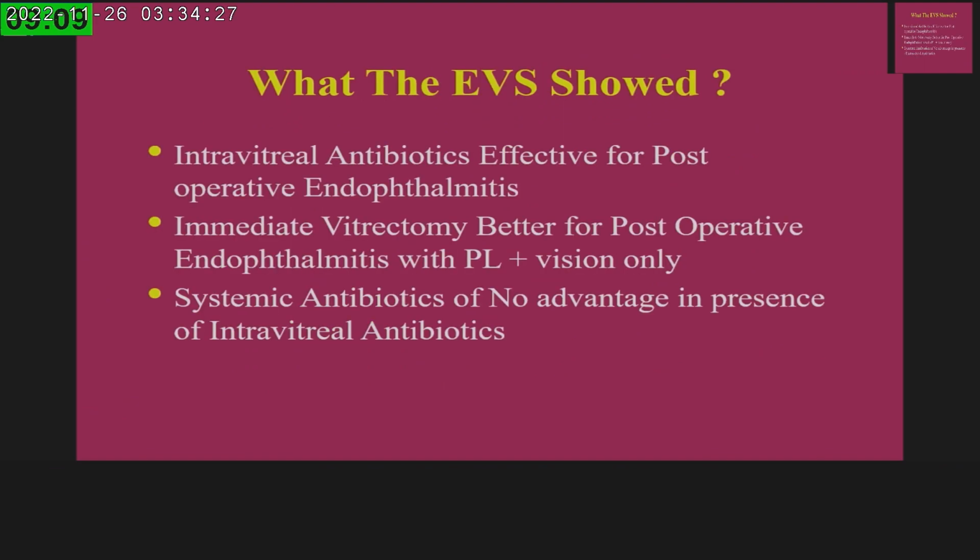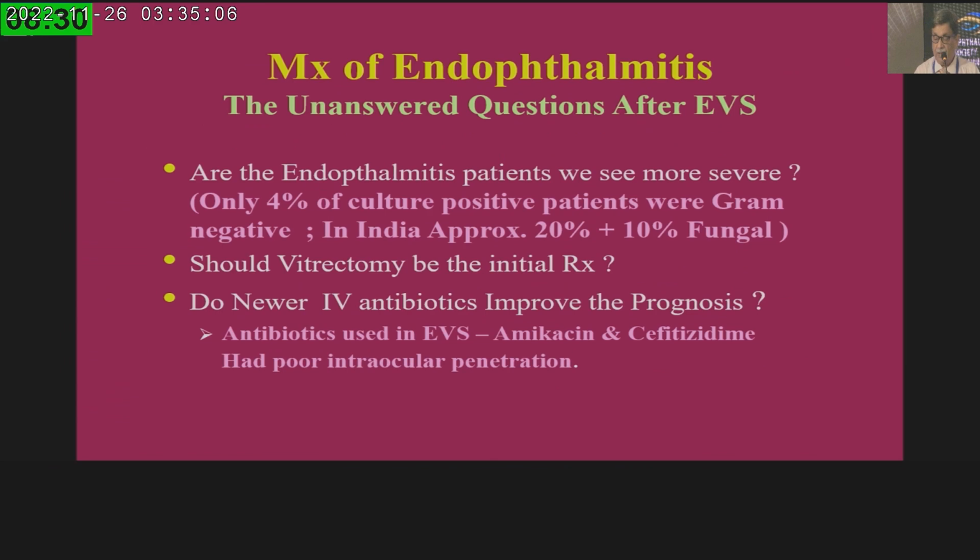So what did the EVS show? It said intravitreal antibiotics are effective for postoperative endophthalmitis. It also said that in cases who have PL positive vision, immediate vitrectomy is better for management. And finally, it said systemic antibiotics have no advantage when you're giving intravitreal antibiotics. It didn't say systemic antibiotics are of no use. What it said was, if you're already giving an intravitreal antibiotic, then systemic antibiotics don't give you an added advantage. We'll question that also.